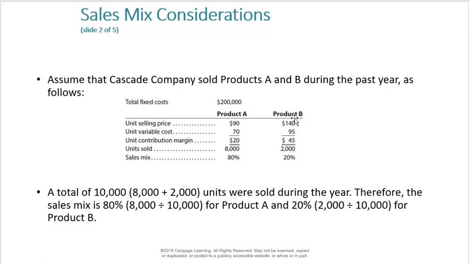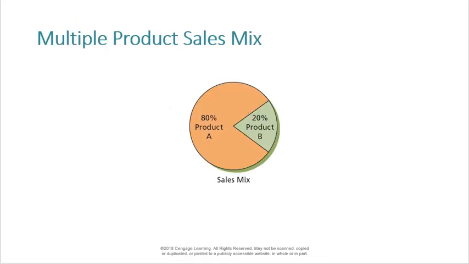Here's an example. This company has two products. Product A sells for $90 and has a unit contribution margin of $20. Product B sells for $140 and has a unit contribution margin of $45. 8,000 units of product A and 2,000 units of product B are sold each year. So the sales mix consists of 80% product A and 20% for product B. And this is an illustration of total sales, consisting of 80% product A and 20% of product B.